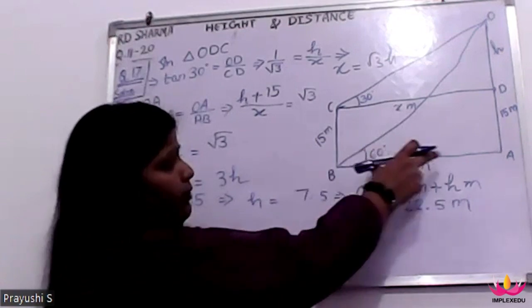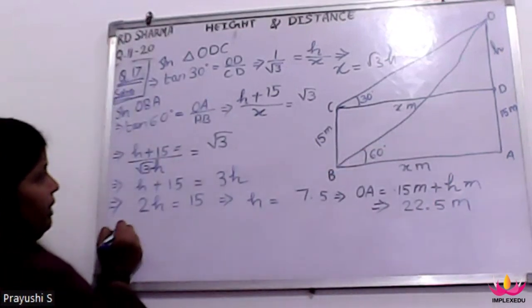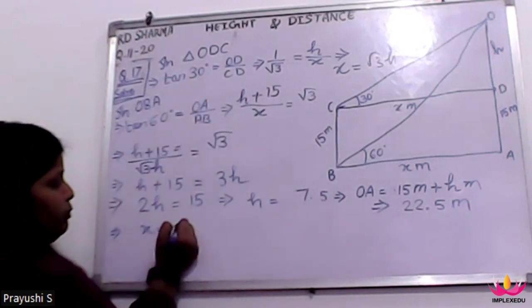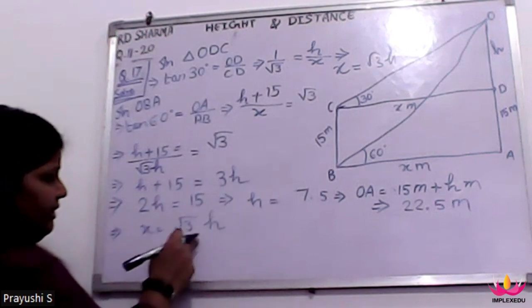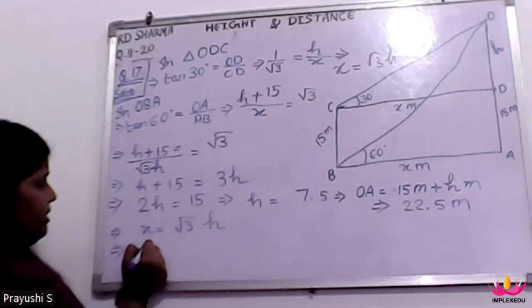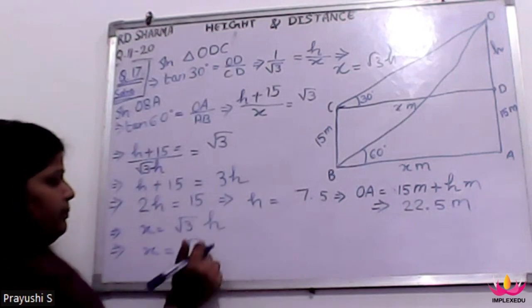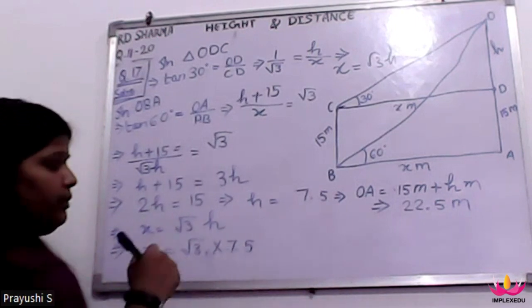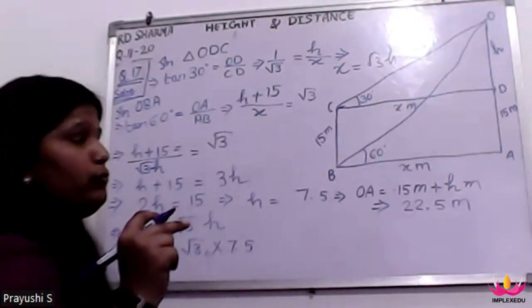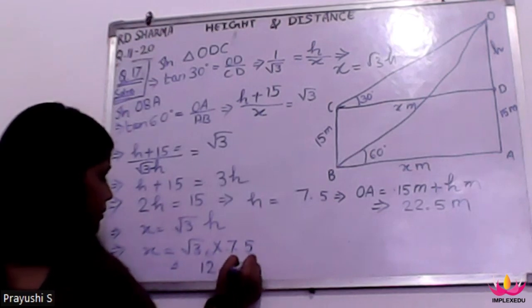Now we have to find the distance between A and B, which is x. We know that x is equal to root 3h. So we will put the value of h in this. So x will be equal to root 3 multiplied by 7.5. Correct? We know that root 3 is equal to 1.732. So that's how we get x is equal to 12.9 meter.